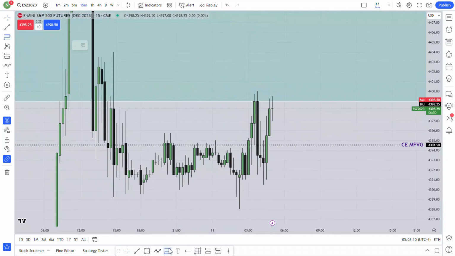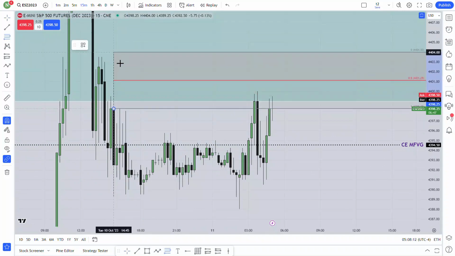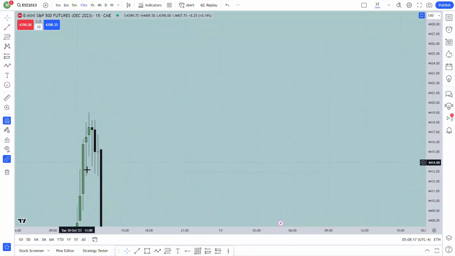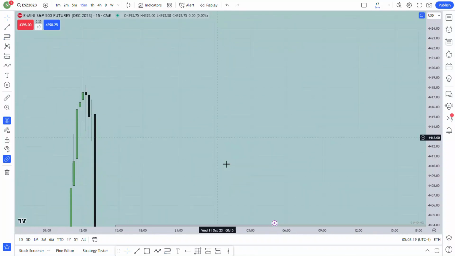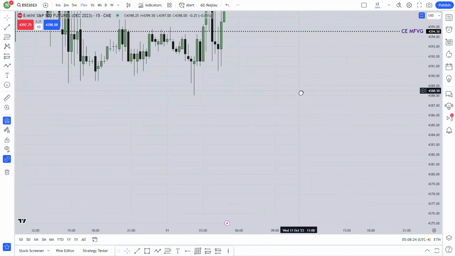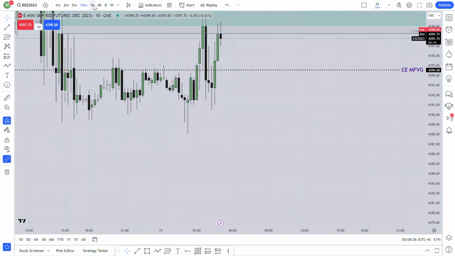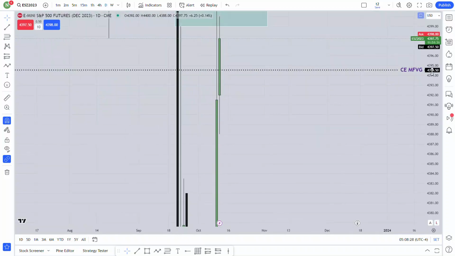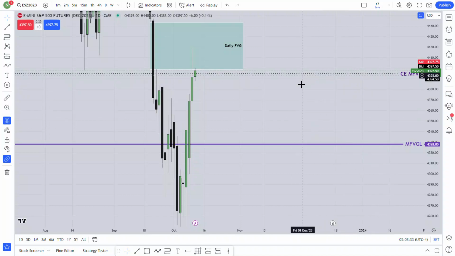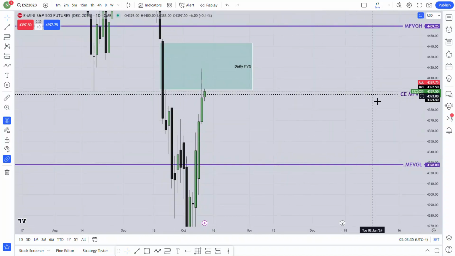If it can go through this high, then maybe it will go higher. But tomorrow we have CPI. I really want to see market stay inside the lower part of this monthly fair value gap. Let me go to the daily chart one more time. I want to see that market will stay inside this portion, I mean lower than CE, higher than monthly fair value gap low. I would like to see market stay over here.